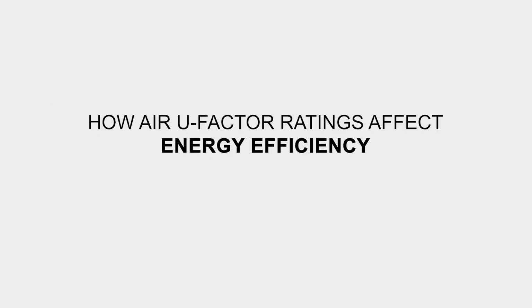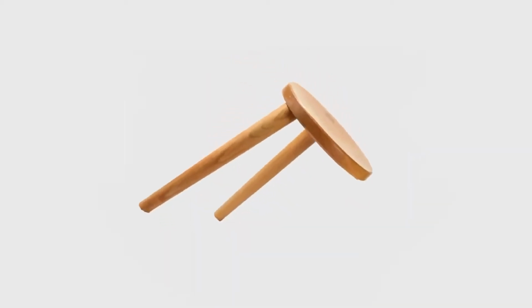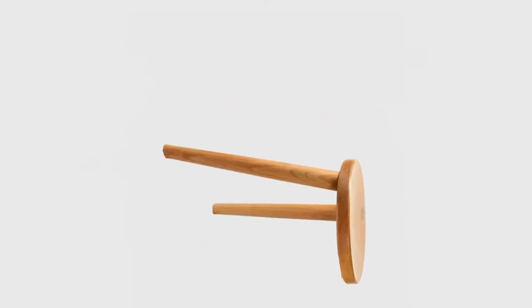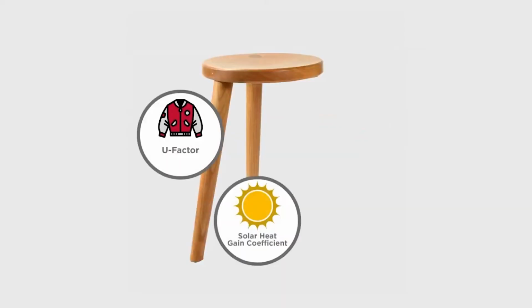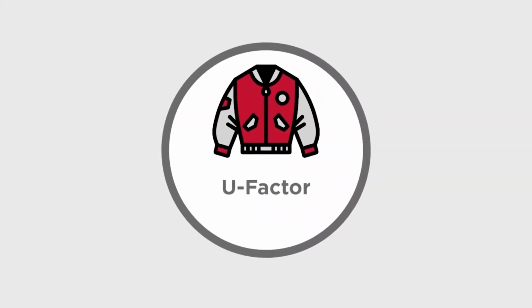Energy efficiency is like a three-legged stool where each leg has a purpose. If you lose one leg, the stool topples over. The three legs of energy efficiency include U-factor, solar heat gain coefficient, and air infiltration. Today we will discuss U-factor.